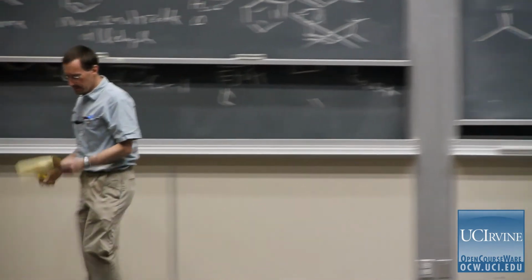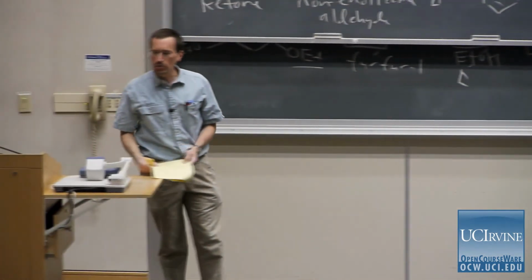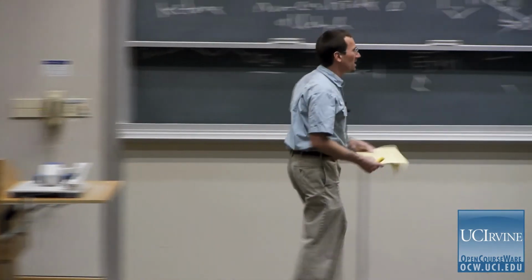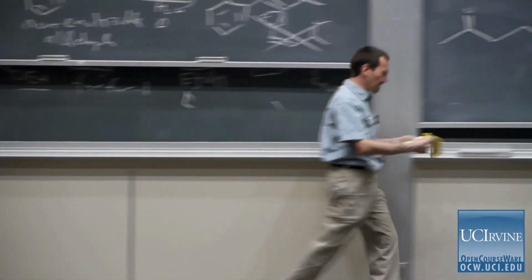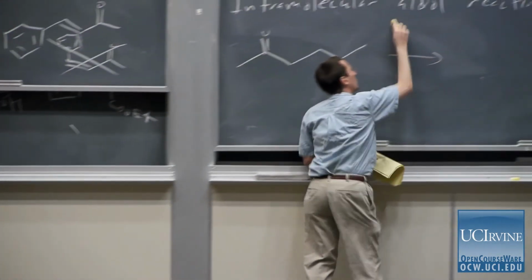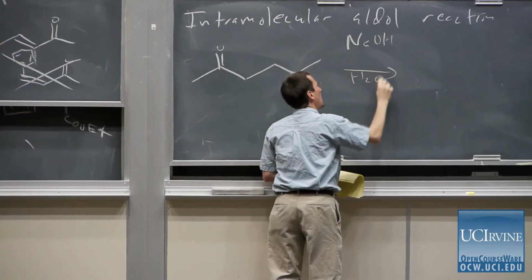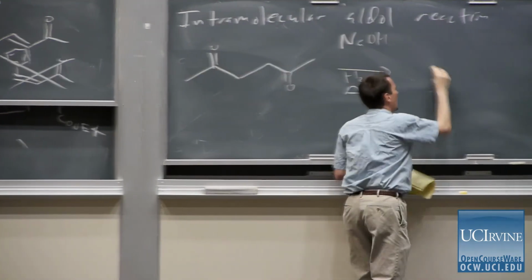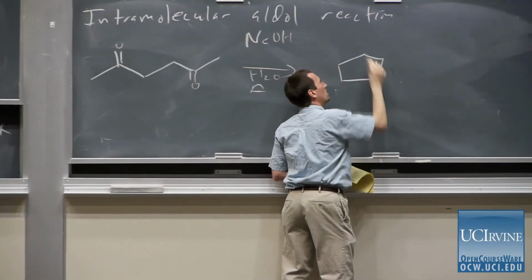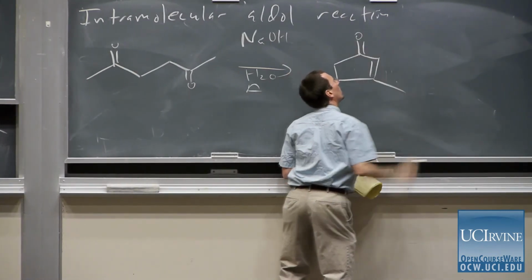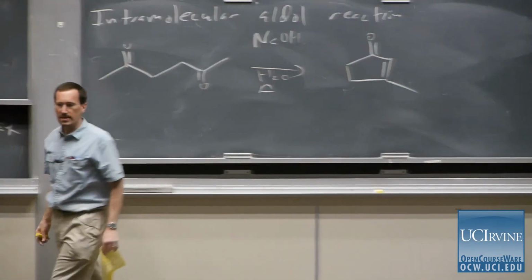So let's take a look at this dicarbonyl compound. It's hexane-2,5-dione, a 6-carbon chain with 2 carbonyl groups. Treat it with sodium hydroxide and water and heat, our favorite aldol conditions. And the product of this reaction is this cyclopentanone.